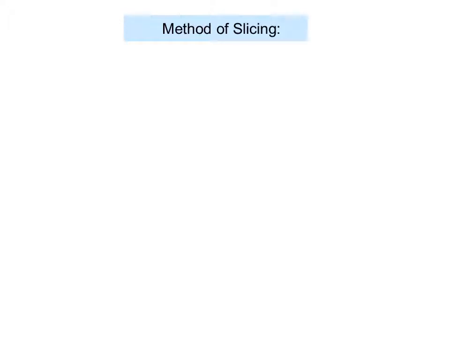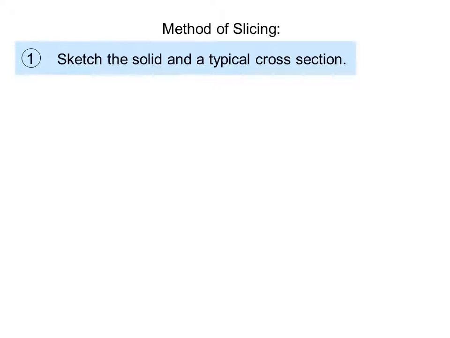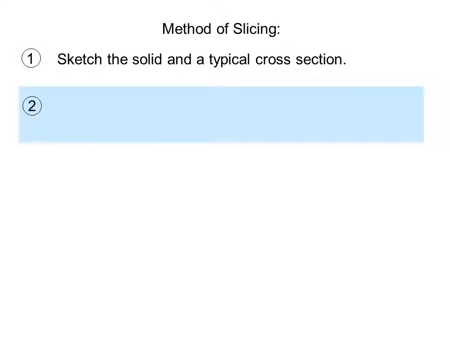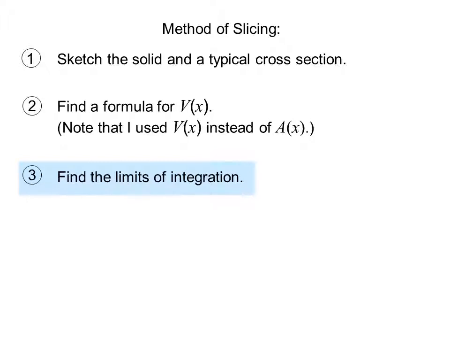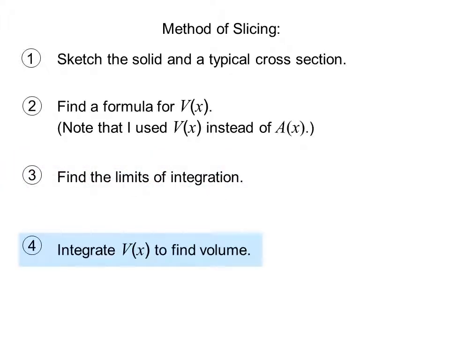This is the method of slicing. Step 1, sketch the solid and a typical cross-section. Step 2, find a formula for v of x. Notice that I used v of x instead of a of x, which is what the book uses. Step 3, find the limits of integration. Step 4, integrate v of x to find volume.